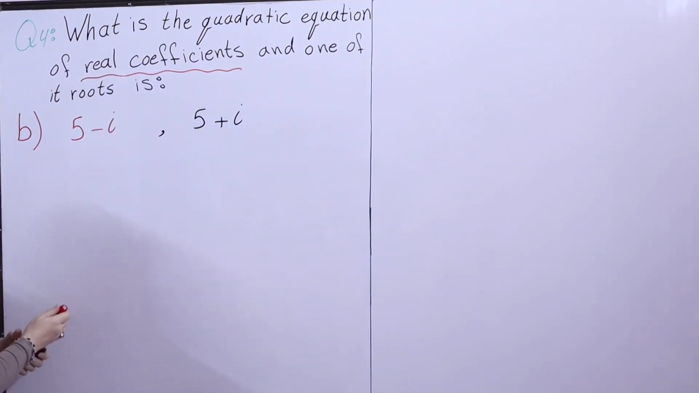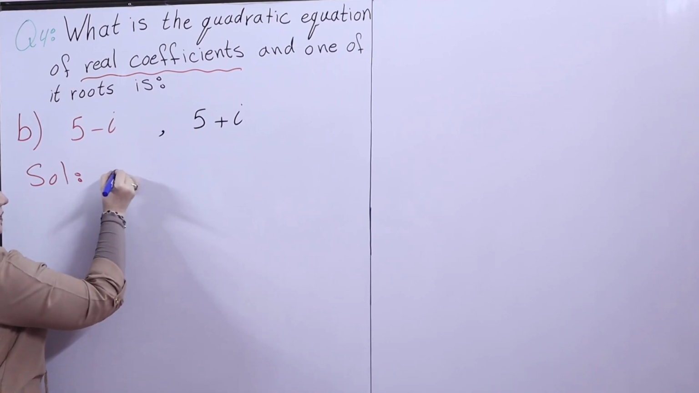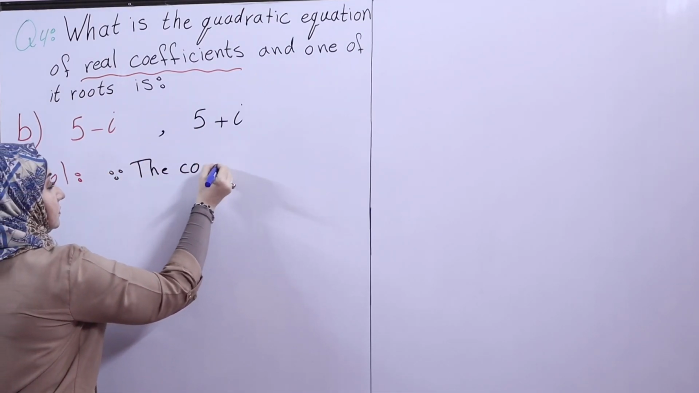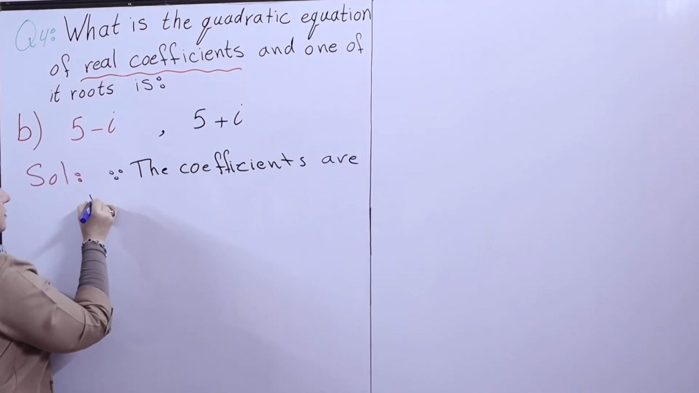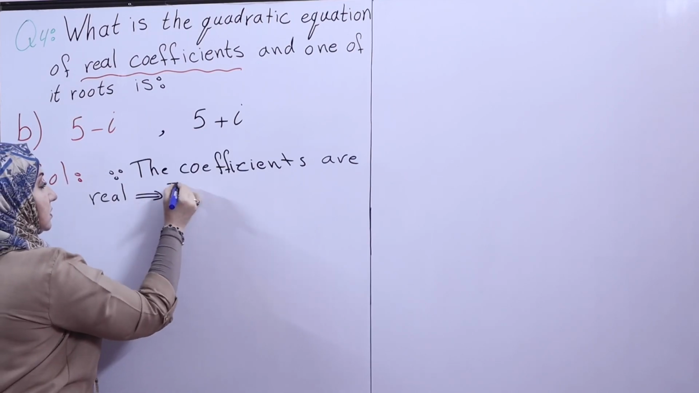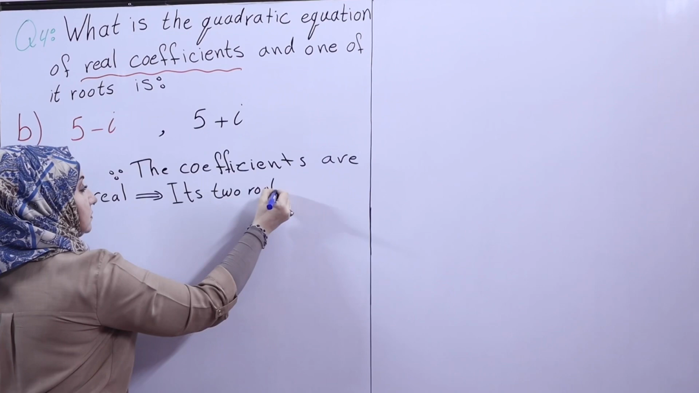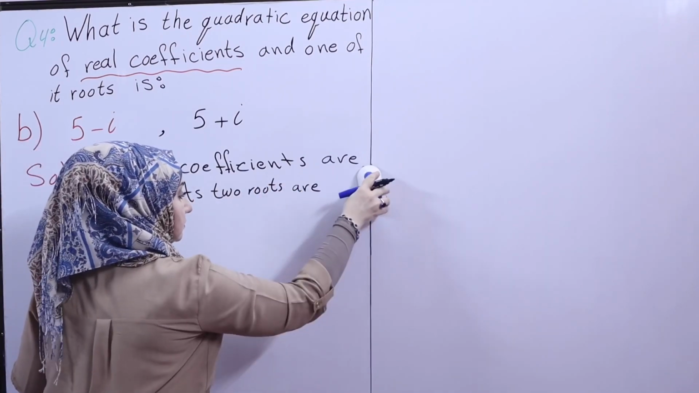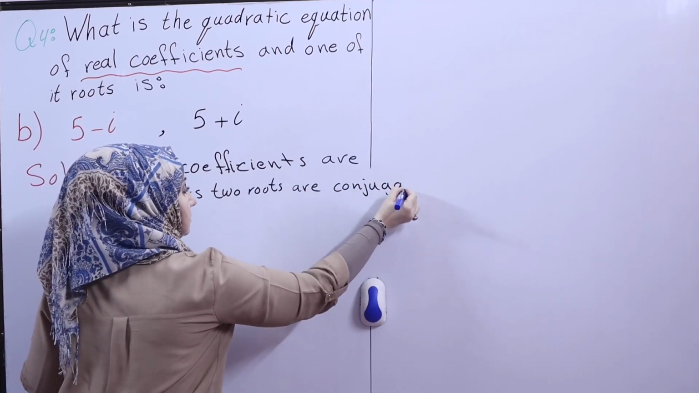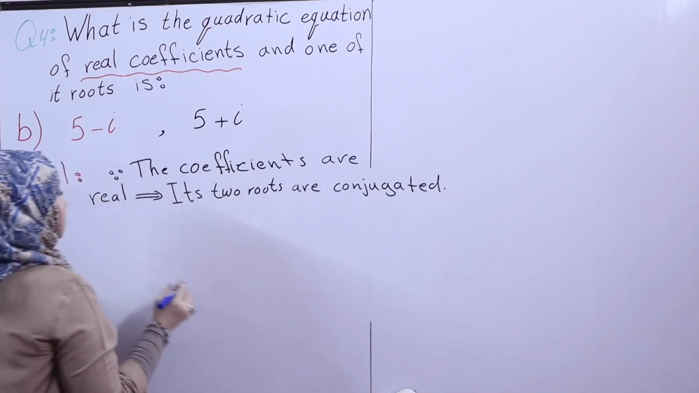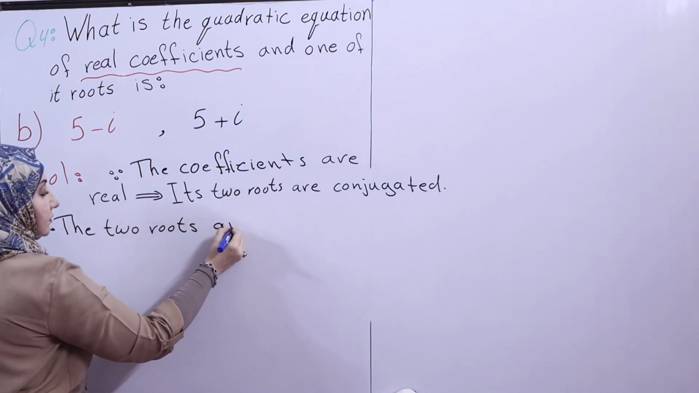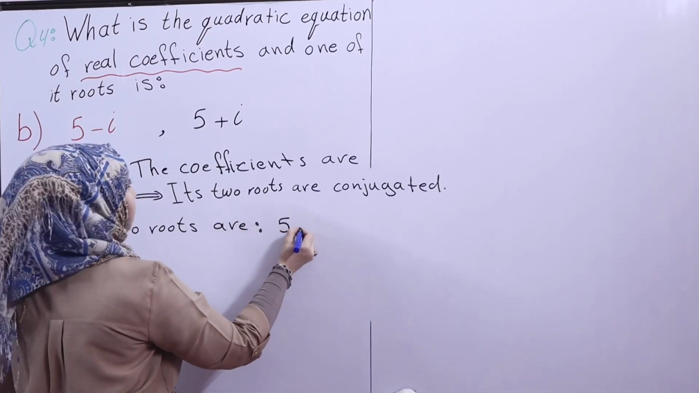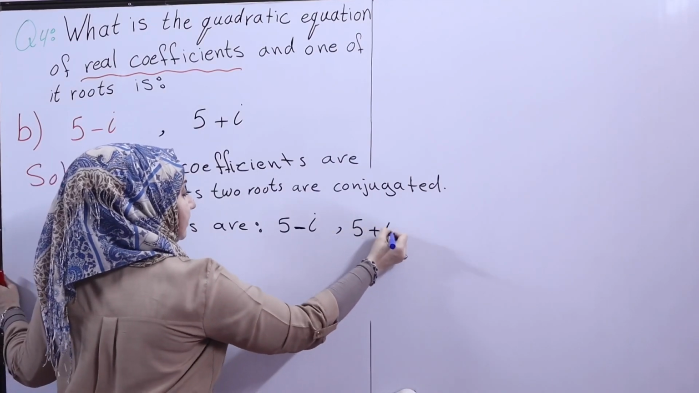So when we solve this question, we will say in the solution, since the coefficients are real, that means its two roots are conjugated. So that means the two roots are, the first root is 5 minus I, and the second root is 5 plus I.